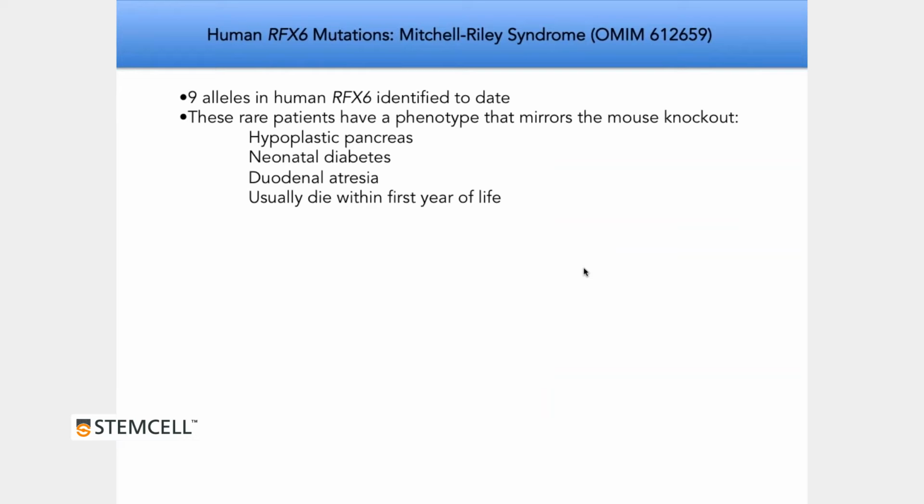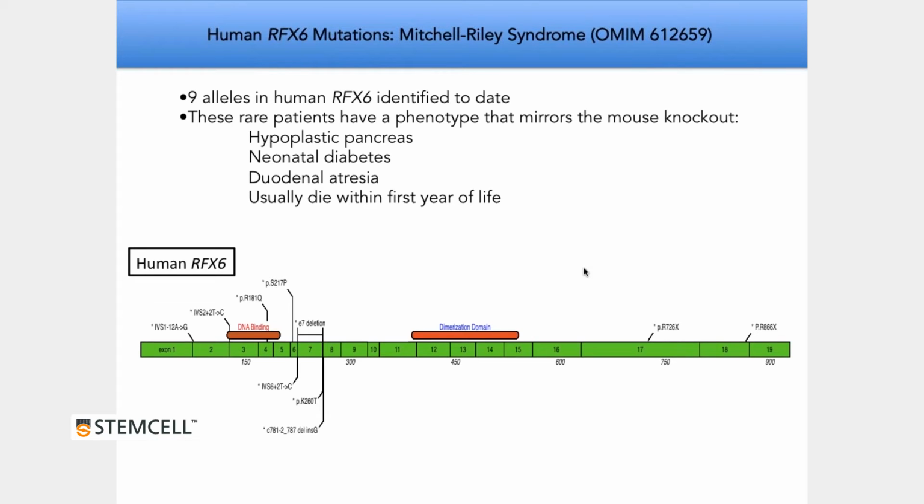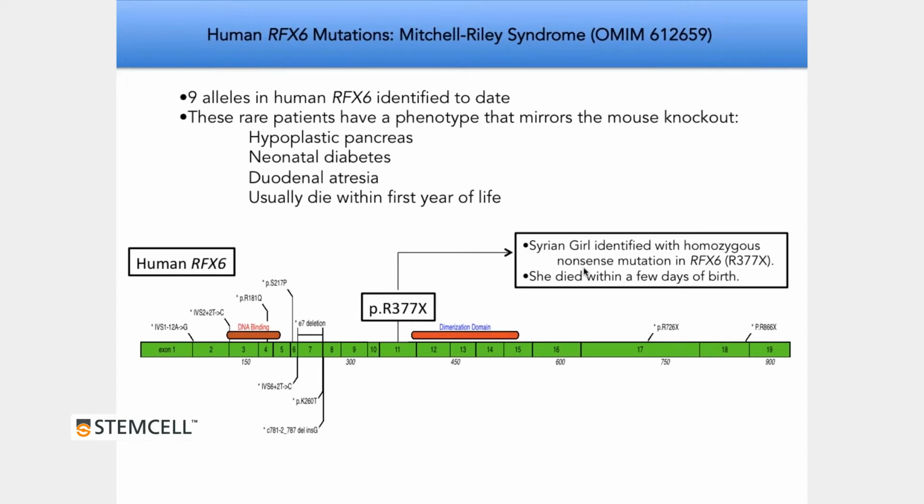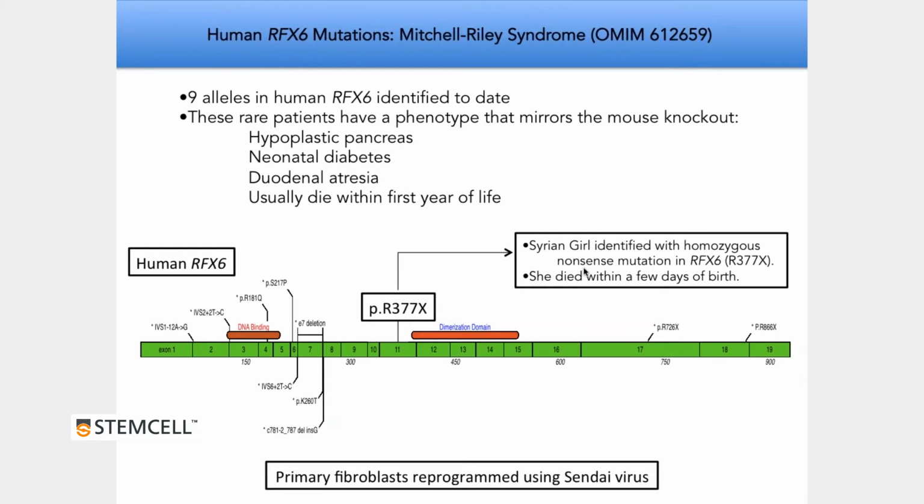Given that we had identified RFX6 as a downstream target of PDX1, we were quite excited by the fortuitous finding of our collaborator Bruno Reversade, whose lab is next door to us, where he had identified a Syrian patient with a homozygous nonsense mutation in human RFX6. And this young girl died within just a few days of birth with a hypoplastic pancreas. We were able to obtain fibroblasts from this young girl and to derive, using Sendai virus, human iPS cells containing this homozygous nonsense mutation.